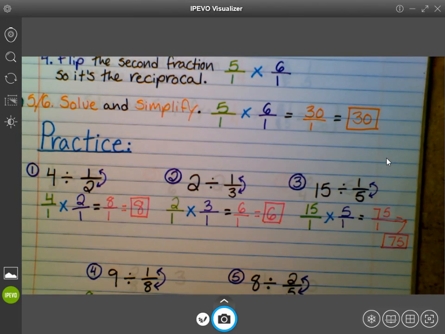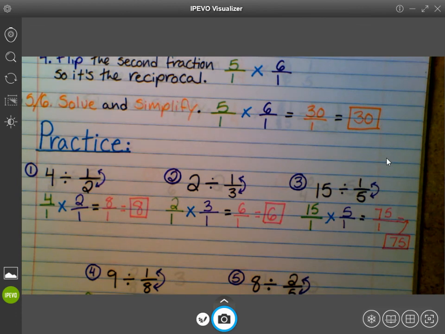1 through 5, how are you feeling about this skill? I want everyone to show me. Michael and Emmy, how are you feeling about this skill?